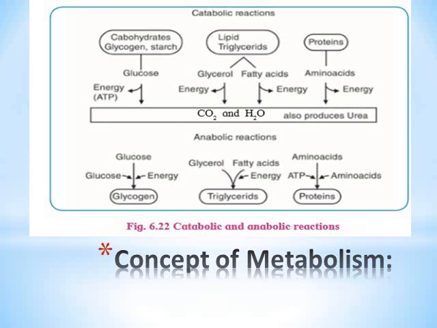So, these are the two pathways, catabolic and anabolic. In catabolic, it is from complex to simple, while in anabolic, it is building up, that is from simple to complex. Synthesis of glycogen from glucose: glycogen is complex while glucose is simple. So in this way you have to remember catabolic is breaking down, or from complex to simple molecules are formed, while anabolic is building up, that is from simple to complex molecules are formed.